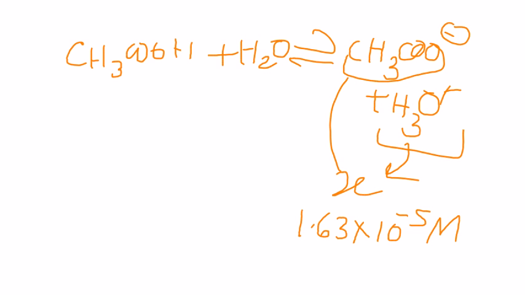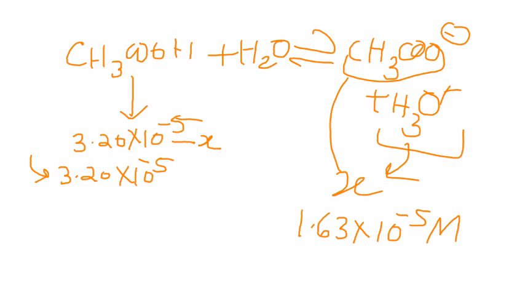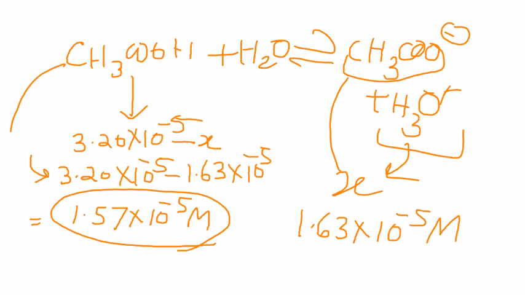And if you recall, the acetic acid initial concentration was given, which was 3.20 times 10 to the negative 5, and so at equilibrium, this number minus x is what remains. So 3.20 times 10 to the negative 5 minus 1.63 times 10 to the negative 5, and that would mean that you would have 1.57 times 10 to the negative 5th molar as the concentration of acetic acid.